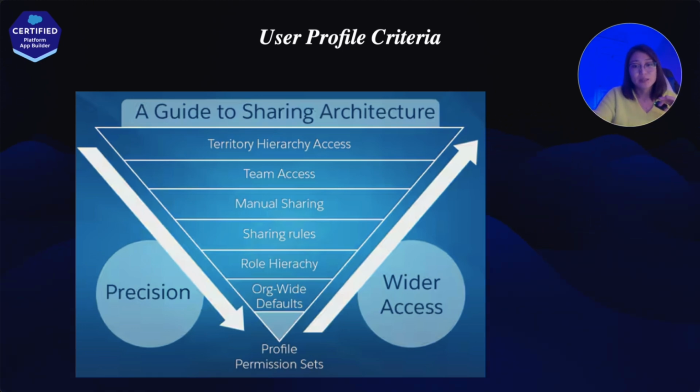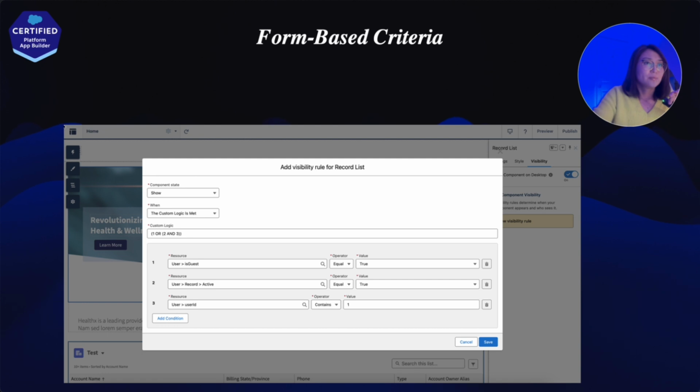The next one is user profile criteria, and this allows you to control visibility based on who the user is. For example, a sales rep may see fewer fields, while a manager sees additional ones. So this is very useful for role-based experience, and it's very important also.